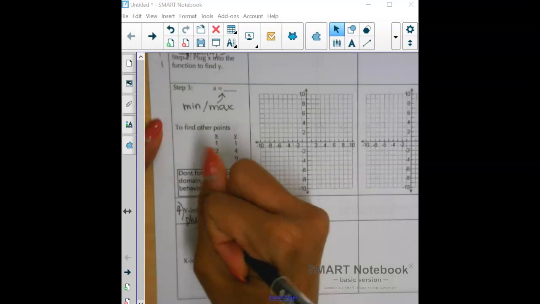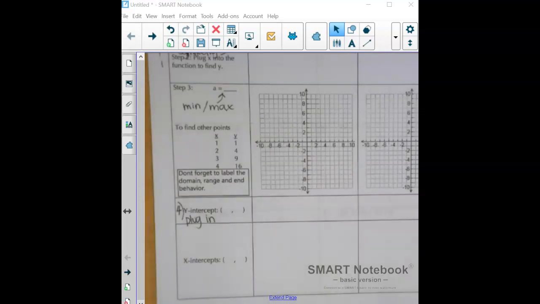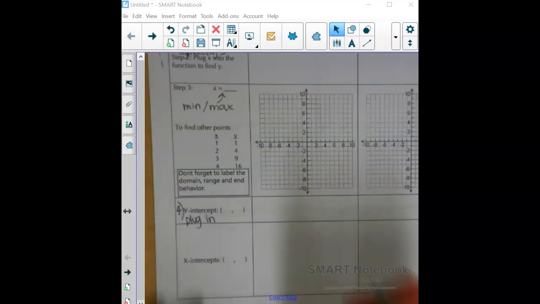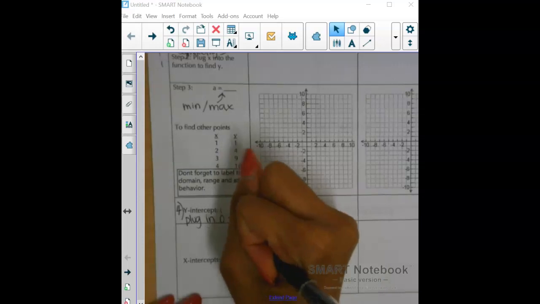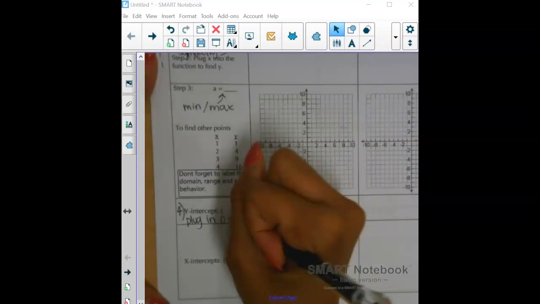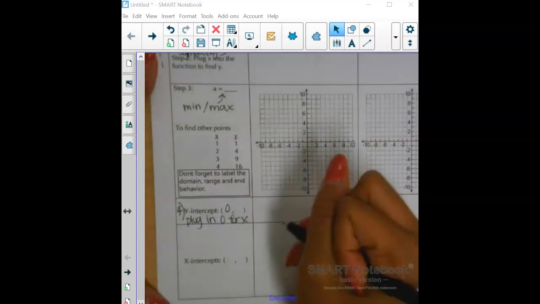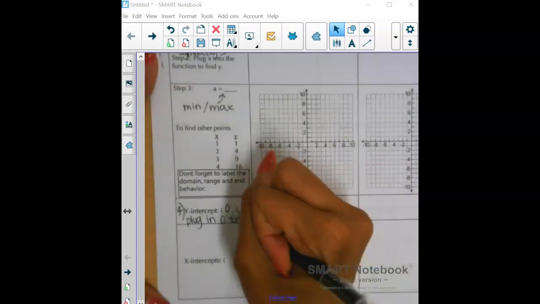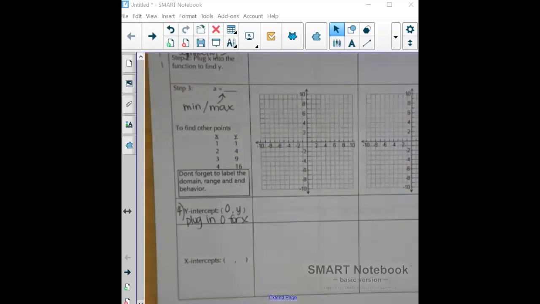Okay, plug in. What are we going to plug in for x? What number? Help him out. 0. Plug in 0 for x. When you plug in 0 for x, guys, that's always going to give you your y-intercept. So when you plug in 0 for x, 0 is your x value. Y would just be whatever you find.